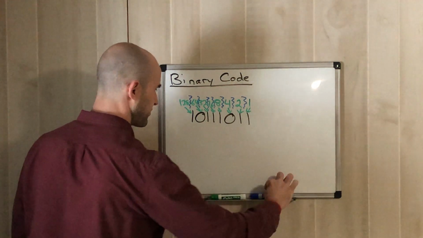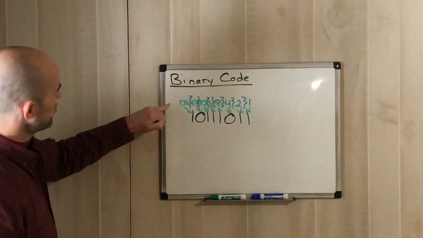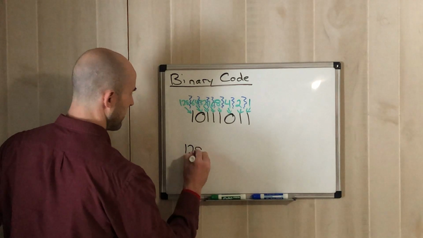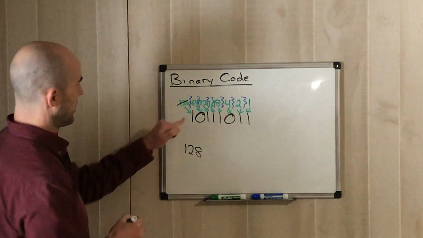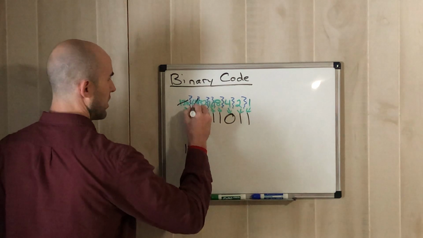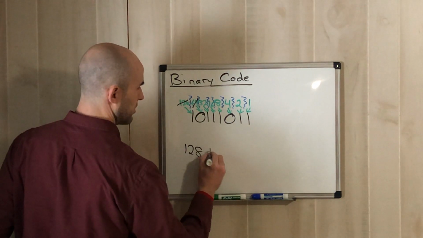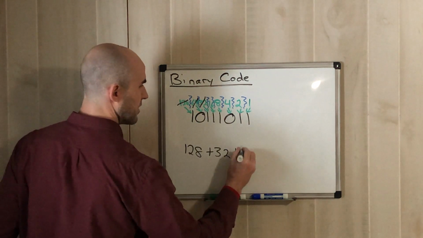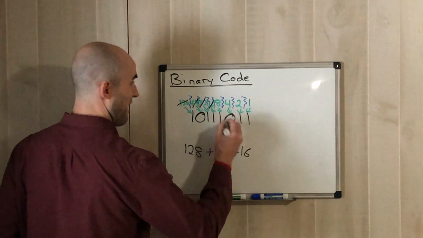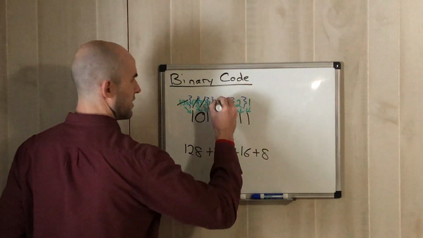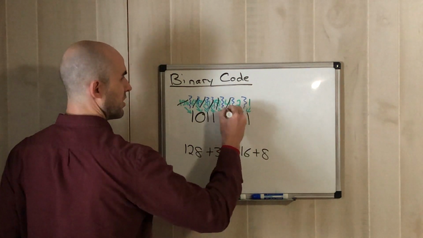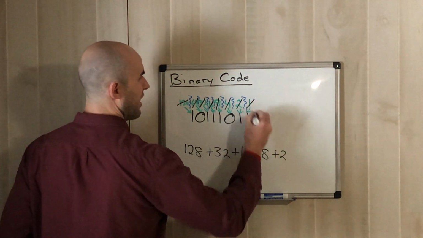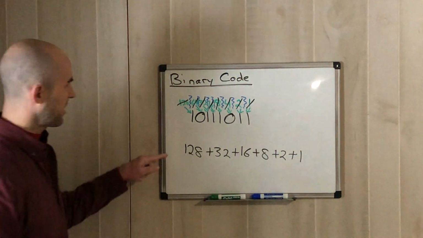So we have that, right? So the first one, 128. We have 128, so we put 128 there, right? Because it has a 1. That one's done. We don't have a 64. We do have a 32, right? We do have a 16. We do have an 8. We don't have a 4. We do have a 2. And we do have a 1, right? So again, good way to check.